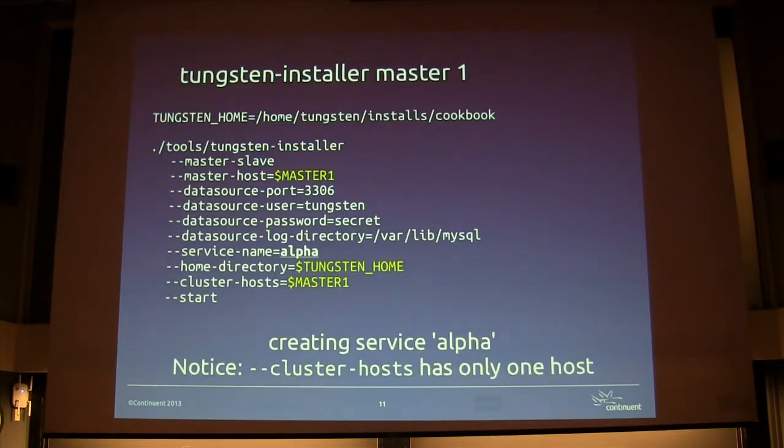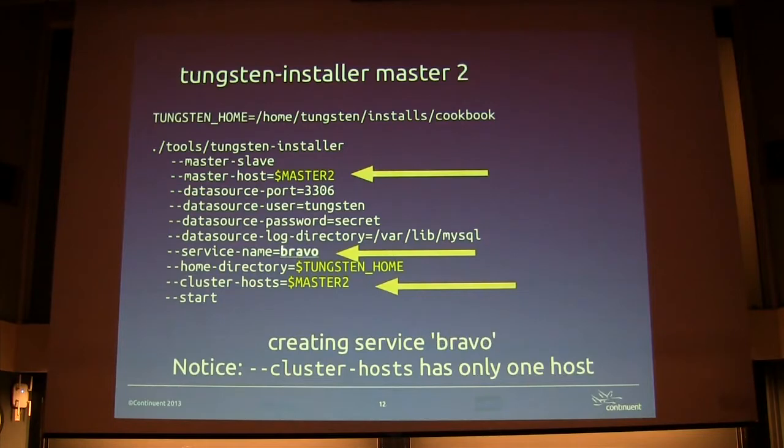When we get to the specifics, this is how the installation command looks. We have a tool that is called Tungsten Installer, where we tell the installer to install one master, and in the master host, we say the address or the host name of the master. Then we decide which is the name of the service that we want to install, and the list of servers that are in this cluster. At this moment, since we are installing in stages, we just put the master in this case.